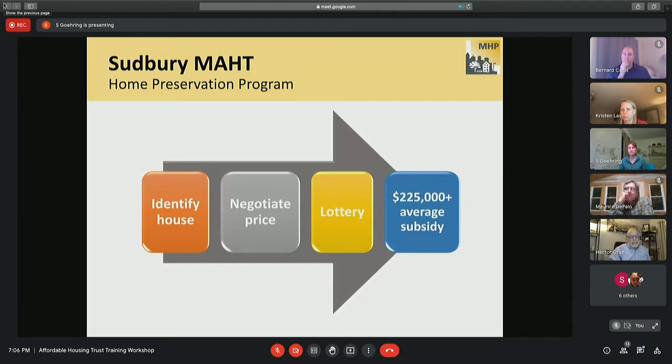Yes. So Sudbury works with the state under the Local Action Unit program, and the state requires the universal deed rider to be added to it. And then these units are added to the subsidized housing inventory for Sudbury. So that means that at resale, they have to continue to be affordable for households earning 80% of the area median income. Thank you. Yep.